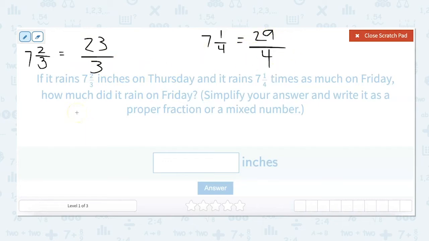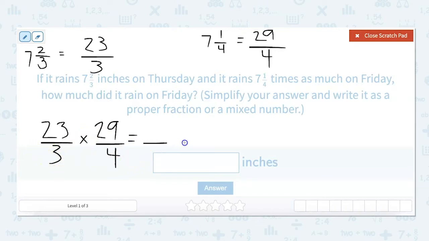All right, so now we look back at the problem. If it rains 7 2/3 inches on Thursday, and it rains 7 1/4 times as much on Friday, how much did it rain on Friday? So we need to multiply these two fractions. All right, so we're going to do 23/3 times 29/4. Okay, and when you're multiplying fractions, you just multiply across.